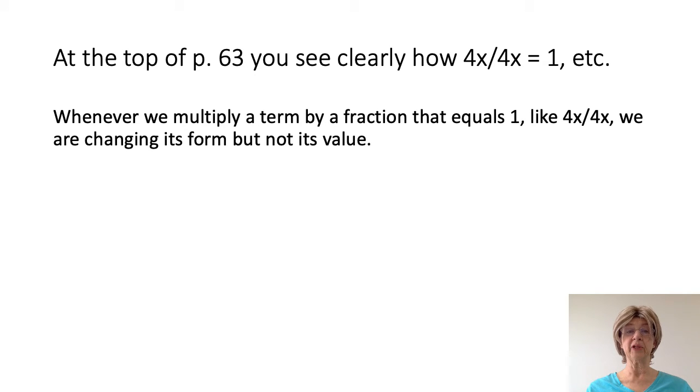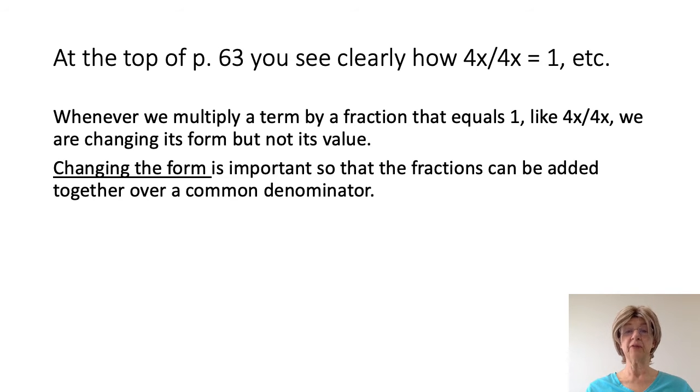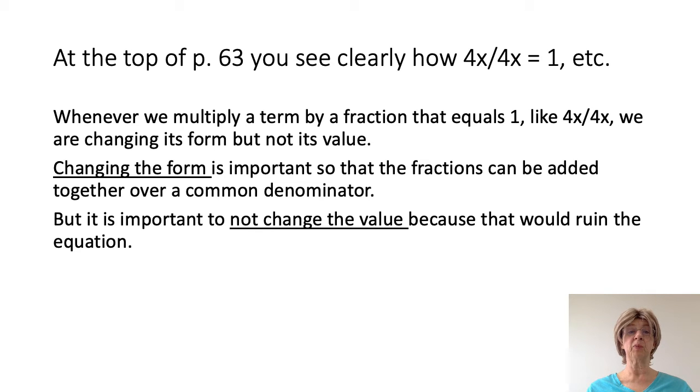Whenever we multiply a term by a fraction that equals 1, like 4x divided by 4x, we are changing its form, but not its value. Changing the form is important so that the fractions can be added together over a common denominator. But it is important not to change the value because that would ruin the equation. Let's look at the examples.